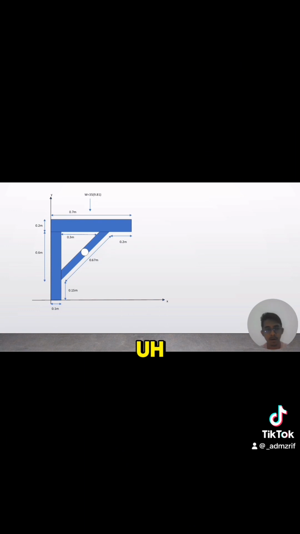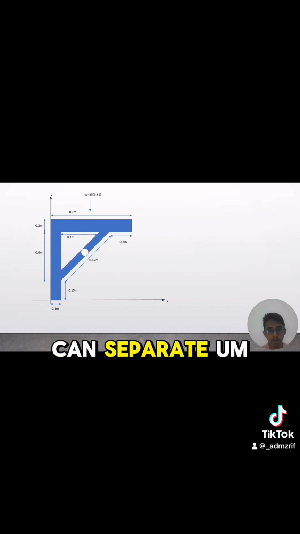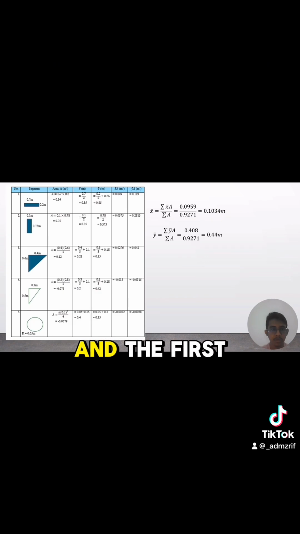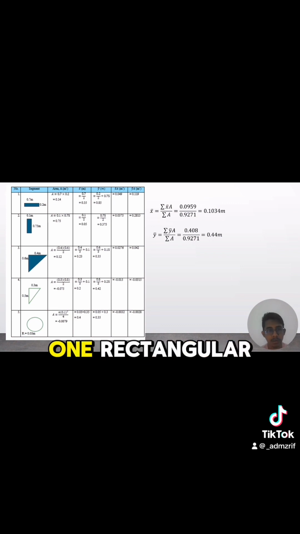So this is our free body diagram, and then we can separate the shape into 5 shapes. The first one is rectangular, and the second one rectangular, and third and fourth triangle, and fifth circle. So for each shape, first we calculate the area and we determine the x and y, and after that we multiply x with area and y with area.